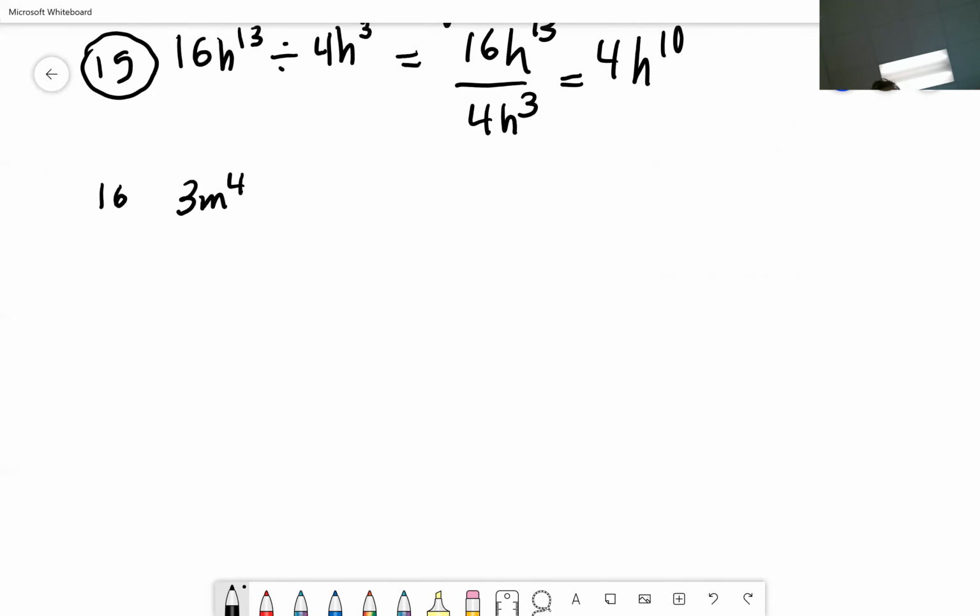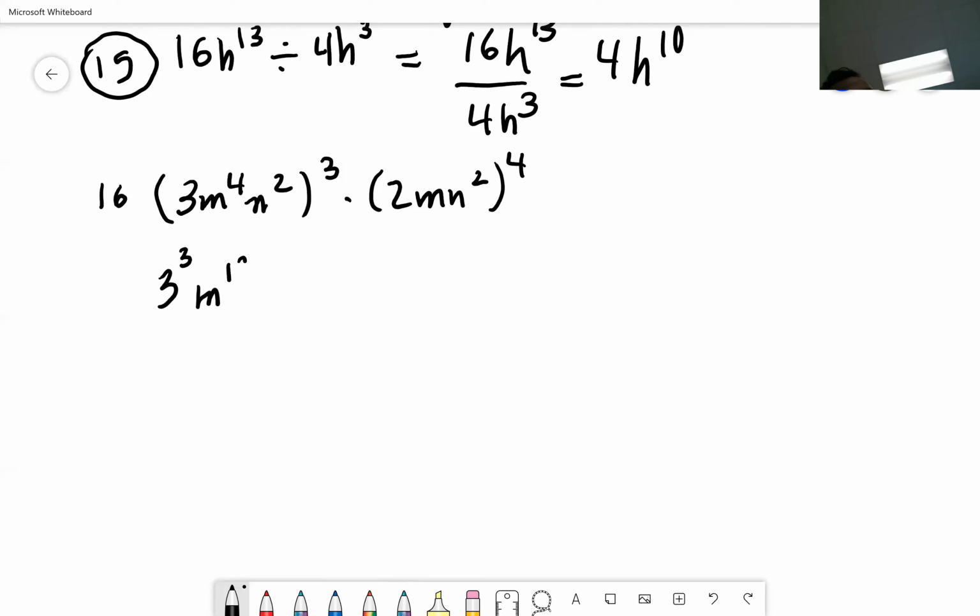So number 16, 3m to the 4th, n to the 2nd, all to the 3rd power, times 2mn squared to the 4th. Well, 3 to the 3rd, m to the 12th, n to the 6th, times 2 to the 4th, m to the 4th, n to the 8th. You're multiplying the exponents. What's 3 to the 3rd? It's 27.